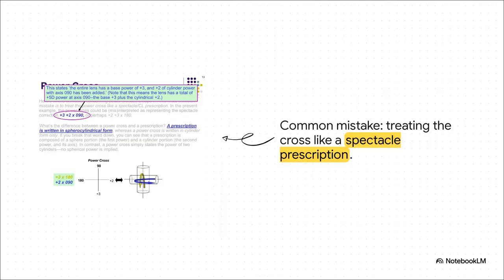Let's look at this power cross, +3 vertically, +2 horizontally. The single most common mistake residents make here is directly writing out a spectacle correction of +3 sphere, +2 cylinder at axis 090.